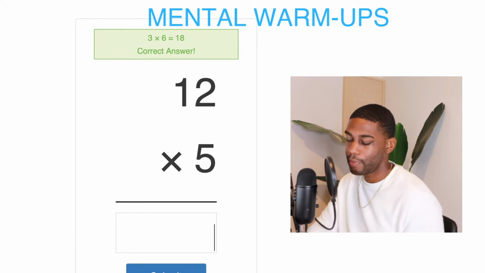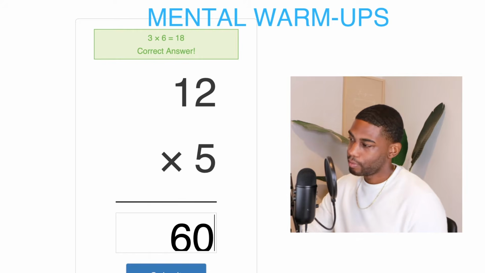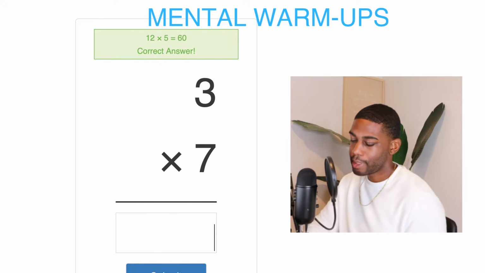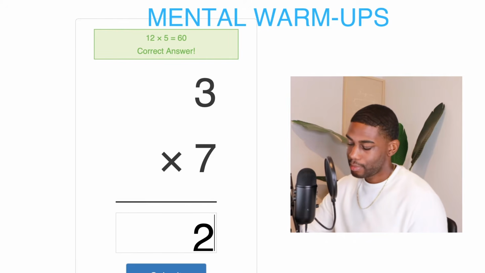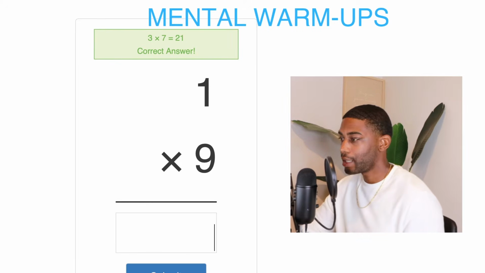12 times 5. Here go your 12 times tables again. 12 times 5. 60. 3 times 7. 21. All right, 10 seconds of speed round.